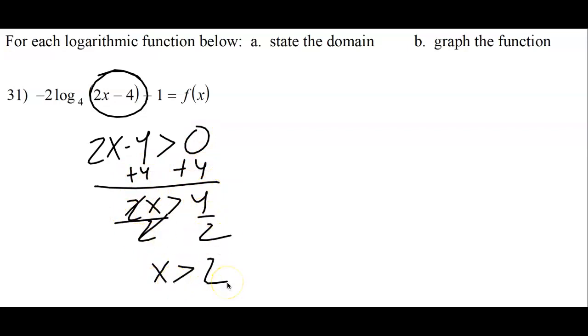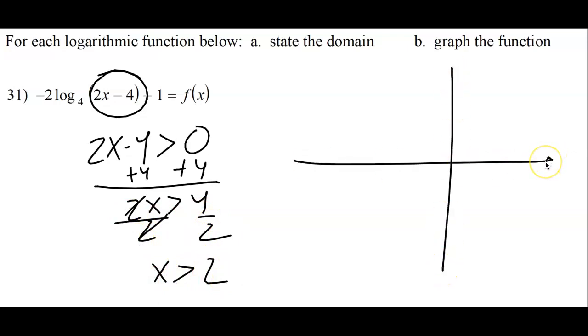I get x is greater than 2. And that means on my graph, we're going to have a vertical asymptote at 2. Another thing that that's useful for is for helping select my next points. I'm going to pick some numbers that are greater than 2. So let's go ahead and go with 4.